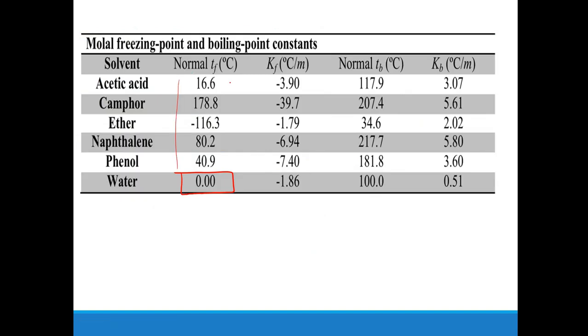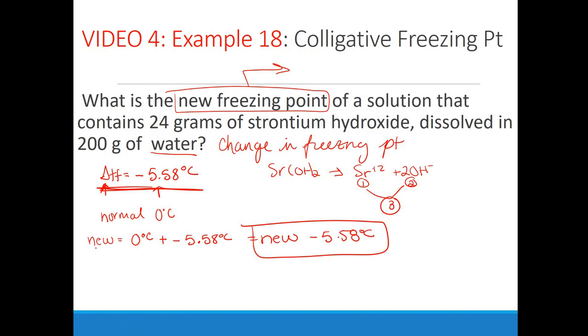If you notice all the other solvents, their normal is not going to be 0 degrees Celsius. So if you have to find the new freezing point, or even boiling point, you have to look at that normal first, and then you add the change. So we know that the new freezing point of water would be negative 5.58 degrees Celsius.